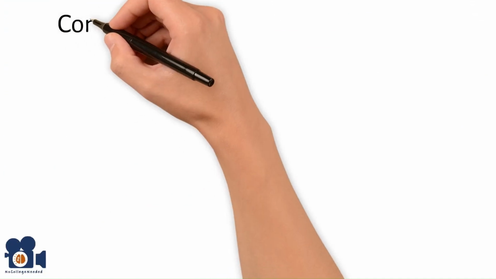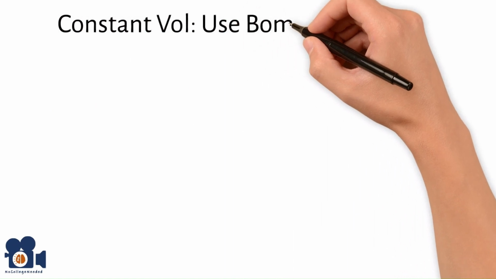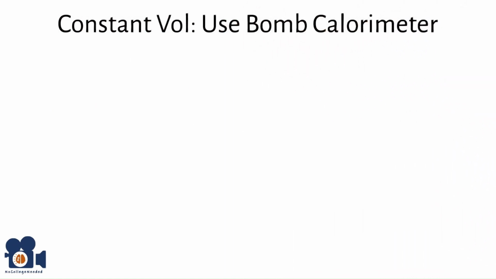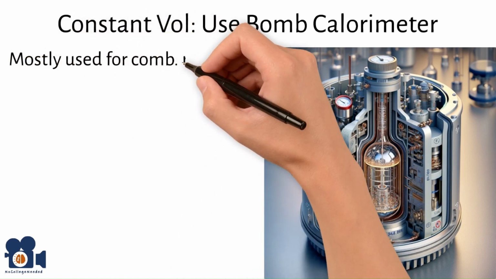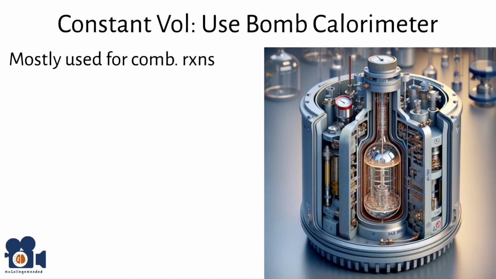For constant volume heat change calculations, we use a bomb calorimeter, which is similar to the coffee cup example, but think of it as if we took that cup, sealed it, and placed it in a water-filled sealed container so the volume is constant. Bomb calorimetry is most often used for combustion reactions, and the water still absorbs the heat and is measured to calculate the change in heat.